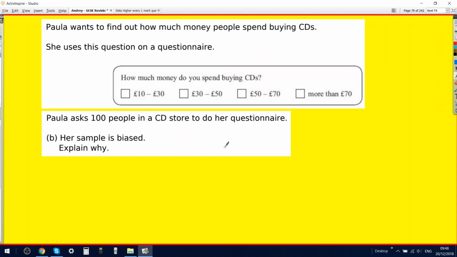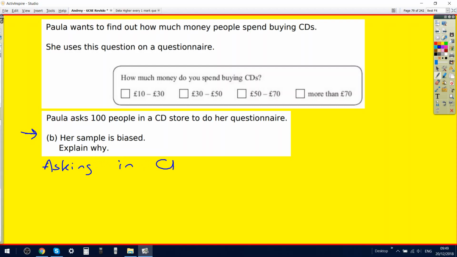So this is some of the questions you saw a minute ago, and we're now looking at part B. So overlapping responses. Part B. Perfect. We did that one in part A. So it's biased because she's asking people in a CD store rather than random people down the street. Yes, asking in a CD store, not random.